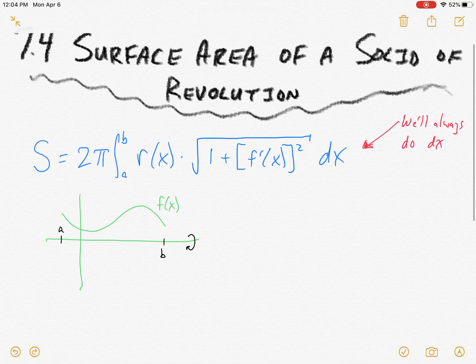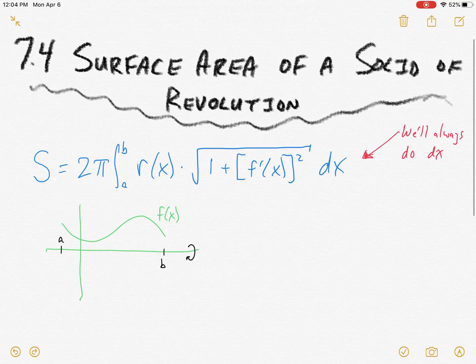Welcome back to pre-calculus, or to calculus, sorry. Welcome back to calculus. So here we are, we're doing surface area of a solid of revolution. This is just the final part of 7.4.